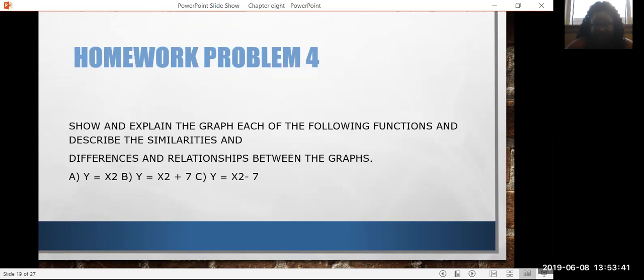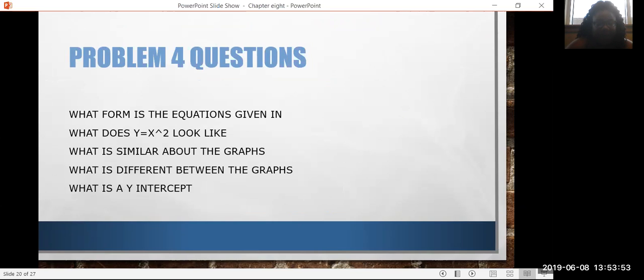And then we have homework problem 4. With this one, we're talking about graphs and functions and the differences between the graphs. So some of my questions for number 4, I asked, what form is the equation given in? And it's in the y-intercept form. What does y equals x squared look like? And I said that it gives you the letter U. So kind of back to one of our other questions with the flagpole, that U keeps coming up.